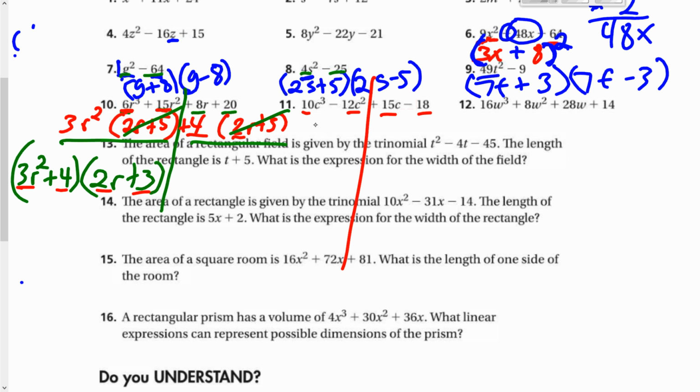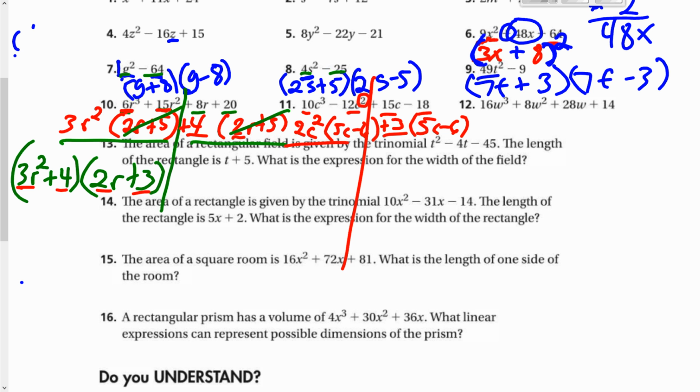So we look at this side. We can factor out a what? 2. And what about the c's? We look at the smallest exponent, which is a 2. So 2c squared. And what's left? 5c minus 6. So that means this side should be a 5c minus 6. And what times 5 is 15? That's a positive 3. And check, 3 times 5c is 15c, and 3 times negative 6 is a negative 18.